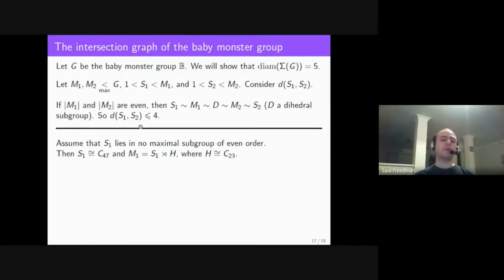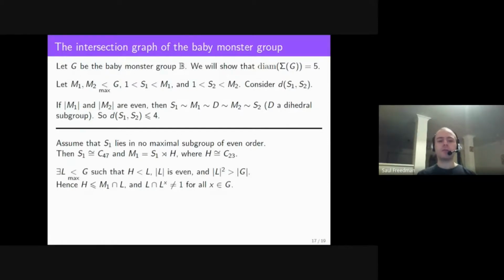Then it turns out that S1 is a cyclic group of order 47, and the maximal subgroup M1 is the semi-direct product of S1 and a cyclic group H of order 23. Now, there exists a maximal subgroup L of G that contains H with the order of L even and the square of the order of L greater than the order of G. Now, because M1 and L both contain H, M1 and L are joined in the intersection graph.